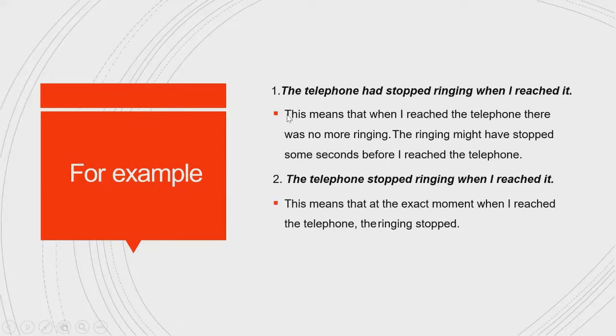For example, the telephone had stopped ringing when I reached it. So this means that when I reached the telephone, there was no more ringing. The ringing might have stopped some seconds before I reached the telephone. And then the second example, the telephone stopped ringing when I reached it. This means that at the exact moment when I reached the telephone, the ringing stopped.